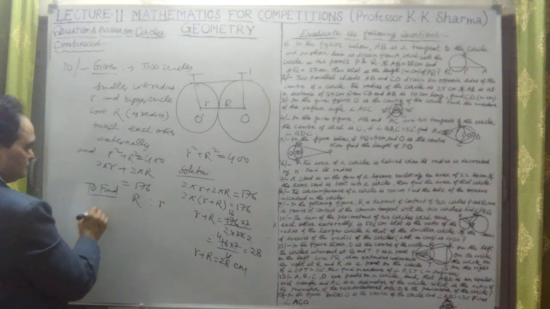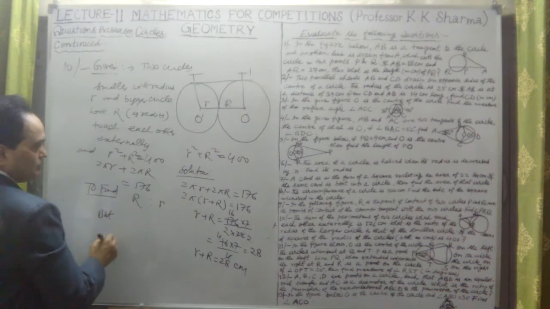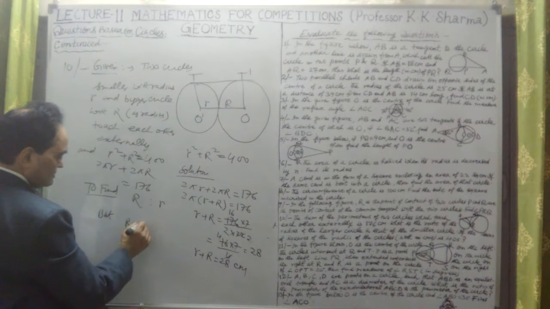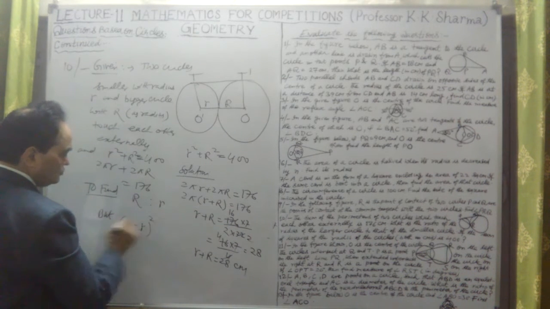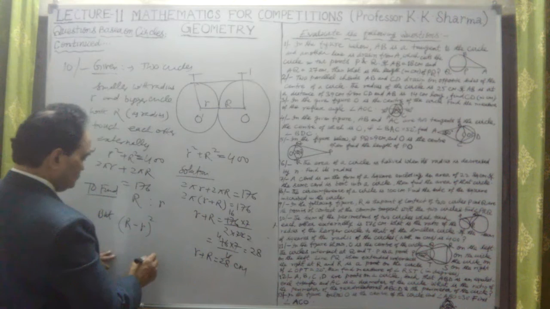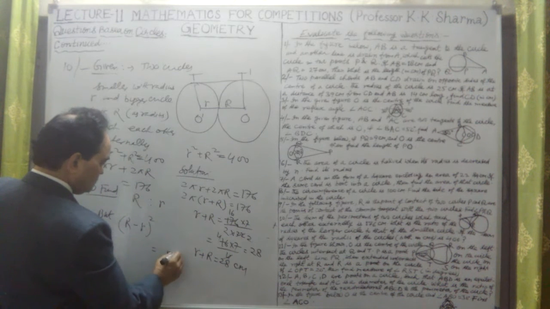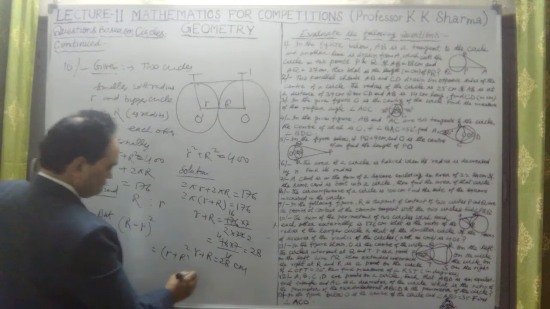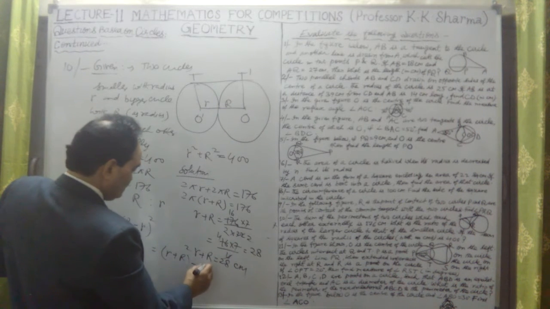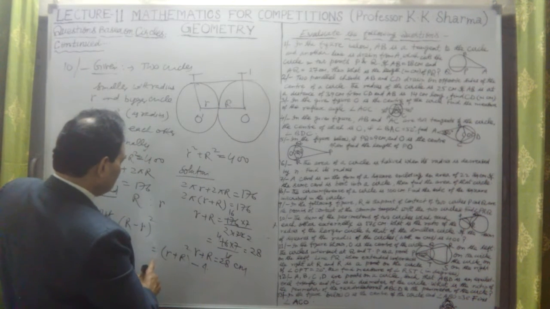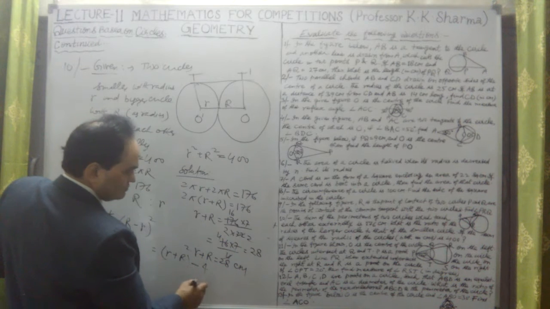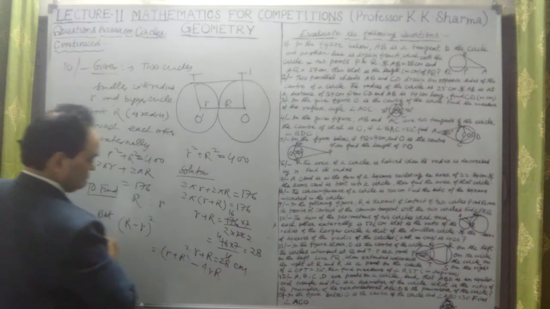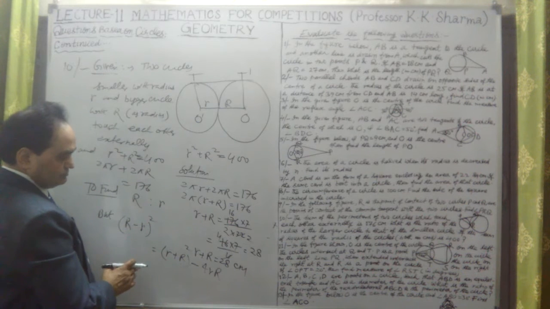Solution we are finding out. But we know that, let me take capital R first. R minus small r whole square is equal to what? It is equal to small r plus capital R whole square minus 4 into small r into capital R. This is the formula we know about.